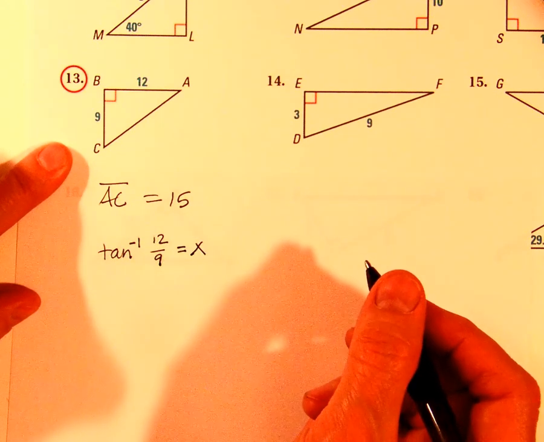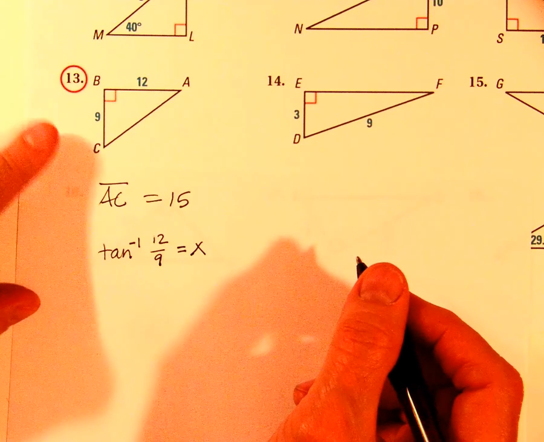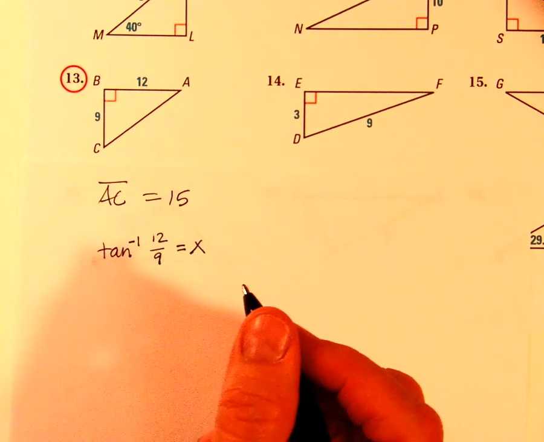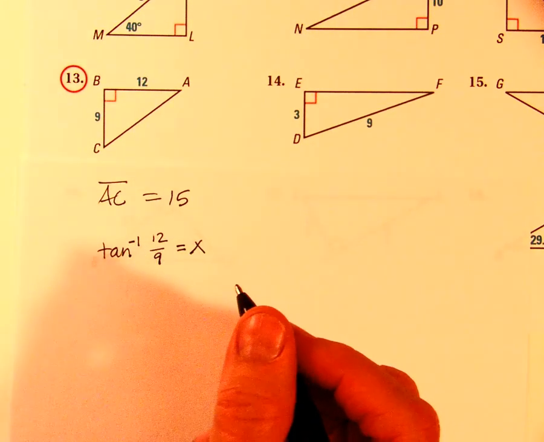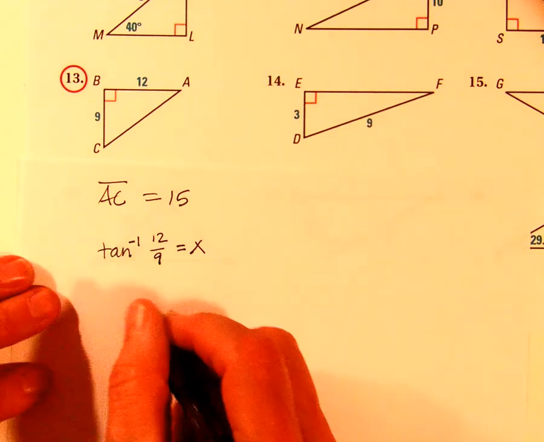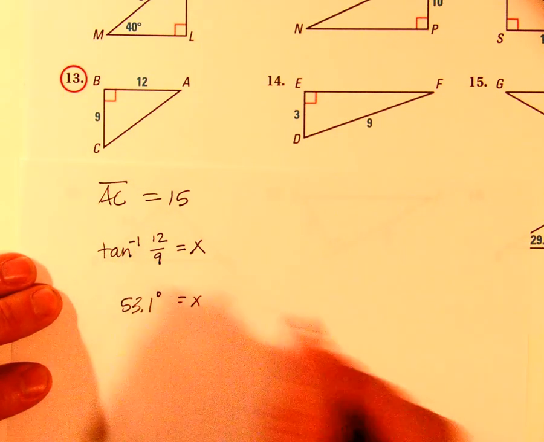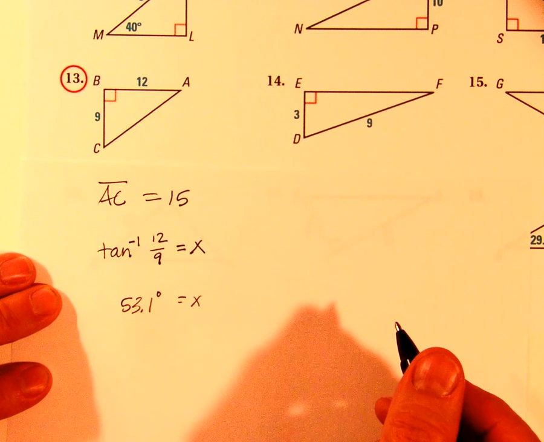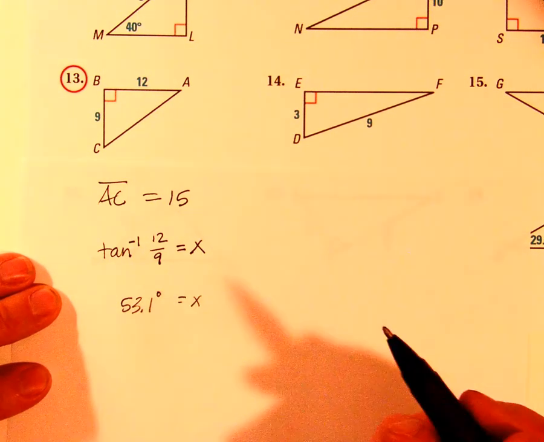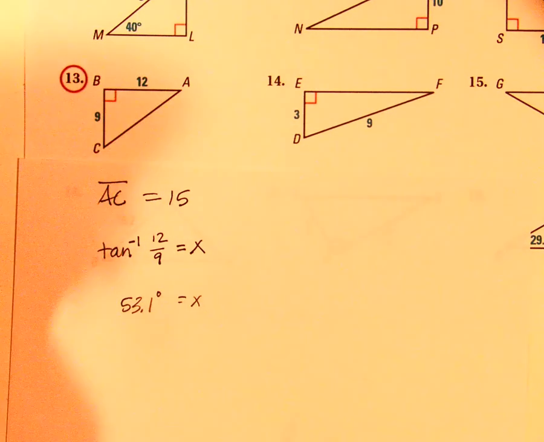Well, we can put that into the calculator, and you know what we're going to get? We will get that x is equal to 53.1 degrees, approximately. Okay. So, that's how you do it. Again, how would you put it into the calculator since you're not used to that yet? Let's make sure you can.